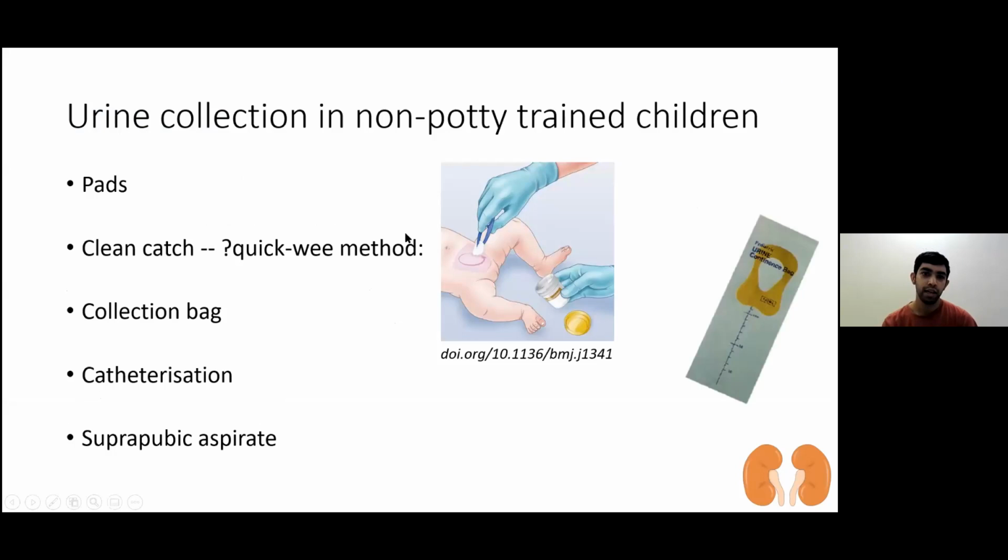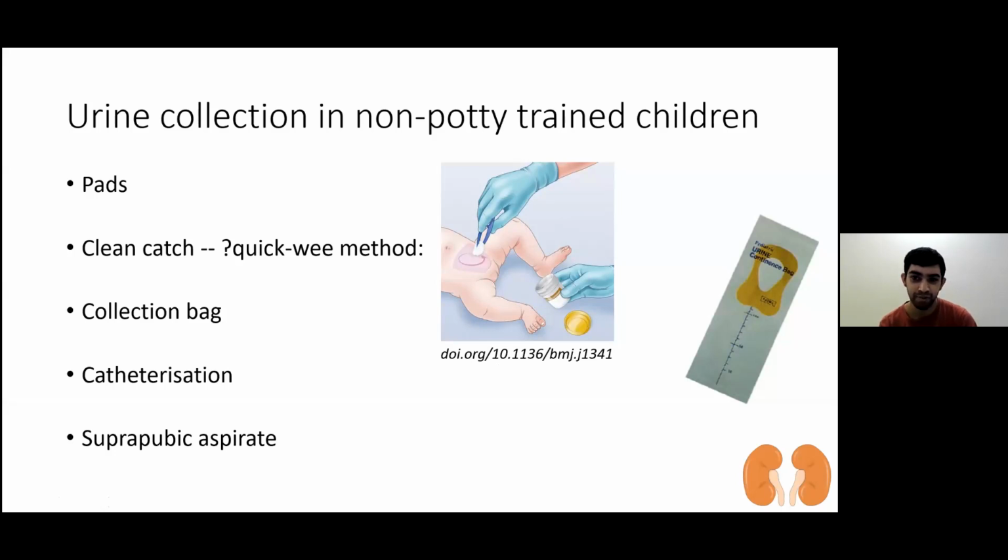So essentially, these are the main ways you can get a sample. Now, there is some evidence suggesting you can stimulate a child to potentially pass urine, even if they're non-potty trained, and that's something called the quick wee method. Okay, what you have to do for that is clean the area, and then be ready with your collection pot, and you can pass a damp piece of cotton wool in circles in the suprapubic area.